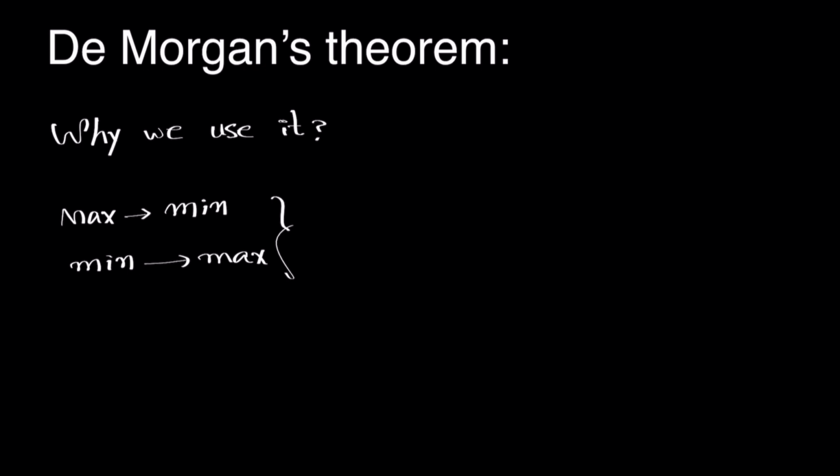Today's session we'll be talking about De Morgan's theorem. Boolean algebra, or the algebra of logic circuits, has many laws or theorems, and De Morgan's is one of them. This theorem is mainly used to convert between max term and min term. So we can convert max term to min term and min term to max term using De Morgan's theorem. This is very useful for analyzing circuits and optimizing a circuit.